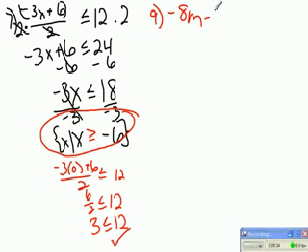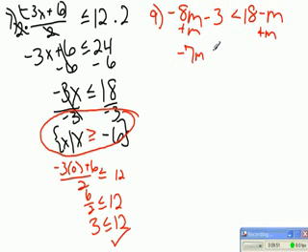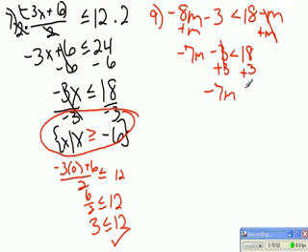Number 9, we have 8m minus 3 is less than 18 minus m. I want to get all my m's together, so I'm going to choose to add m. You could do a few different things. If I did that, 8m plus m would give me 9m minus 3 less than 18, so those would cancel. I want to move my 3 over here, so I'm going to add 3. 9m is less than 21.